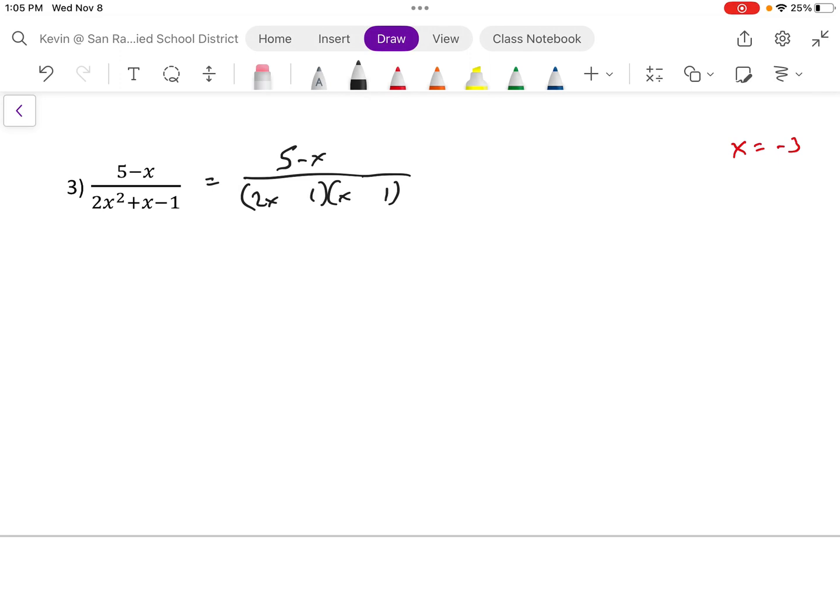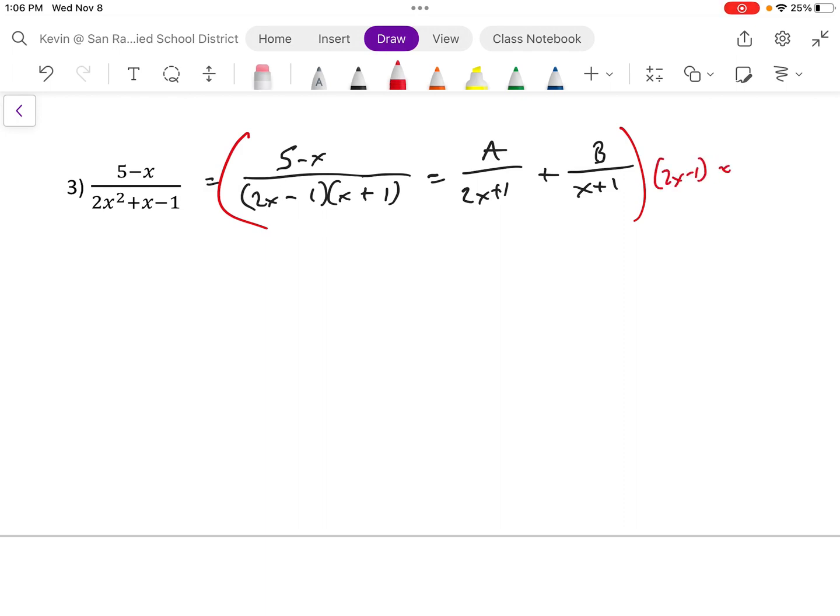So this is going to be, let's see, it's got to be 1 times 1, right? Since that's a 1. And that's 2x squared, so that's got to be 2x and x. So now I just make sure I have all of my signs correct. So this is going to be plus, and this is going to be minus. Okay? Really make sure you understand how to do your factoring. Okay. This equals a over 2x plus 1 plus b over x plus 1. Again, multiply everything by (2x minus 1)(x plus 1).